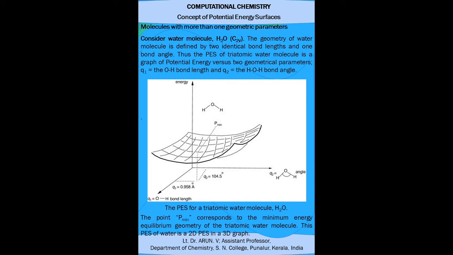This figure shows the potential energy surface of a triatomic water molecule. On one axis, energy is represented. On another axis, Q1, the OH bond length, is represented, and on the third axis, Q2, the HOH bond angle, is represented. The point P minimum corresponds to the minimum energy equilibrium geometry of the triatomic water molecule. This potential energy surface of water is a two-dimensional potential energy surface in a three-dimensional graph.